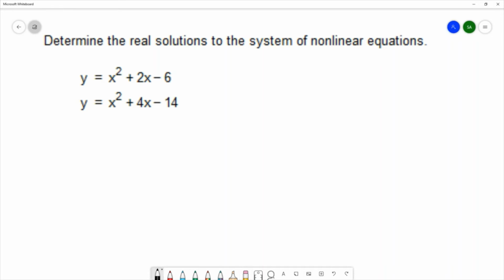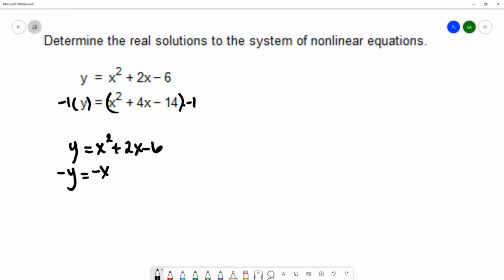So I'm going to multiply a negative 1 onto both sides of this equation, and that would give me a new system. The first equation is remaining unchanged, and the second equation becomes negative y equals negative x squared minus 4x plus 14. And now I'll be able to add these equations together and eliminate the y term.